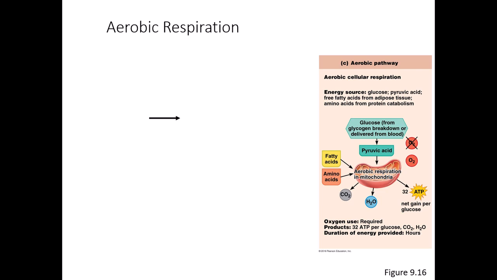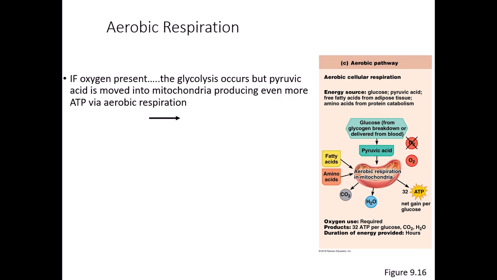Okay, but most of the ATP for our muscles comes from aerobic respiration. So we know that we do need oxygen here. So when oxygen is present, the glycolysis occurs, but pyruvic acid is moved into mitochondria instead, and this produces even more ATP through aerobic respiration. So we can start with that same kind of glycolysis, but with oxygen, the pyruvic acid can be moved into the mitochondria and cellular respiration can occur there.